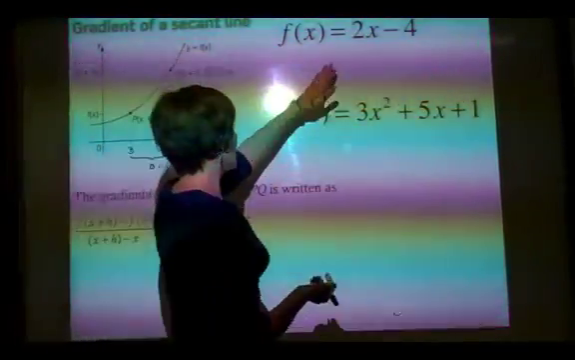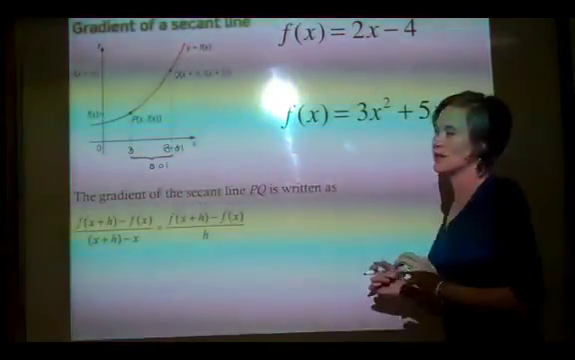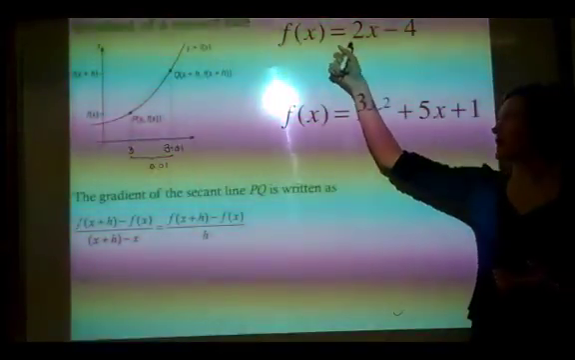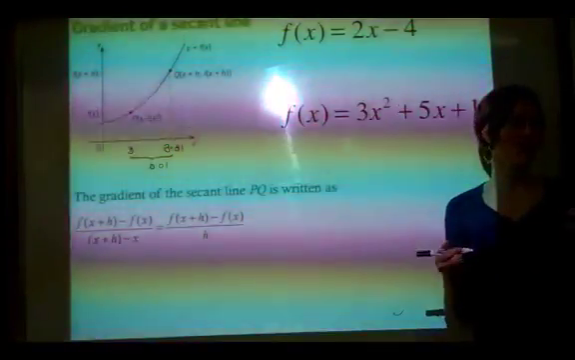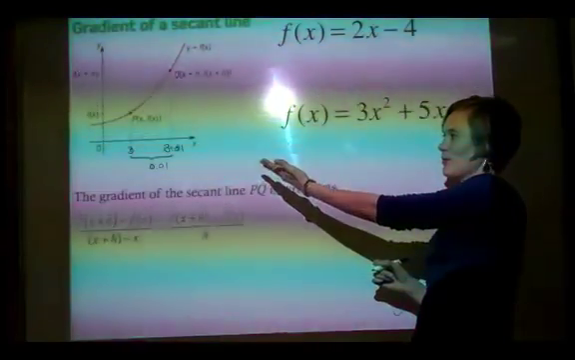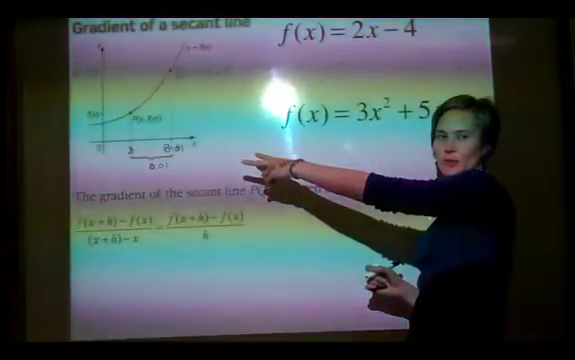Okay? So, if I took a look at this function f of x equals 2x minus 4, what would I expect the slope to be? What's the rate of change of this graph? 2. Okay, so we already know what the answer is I'm looking for. I can basically just take the slope of this, right? The slope between those 2 points.